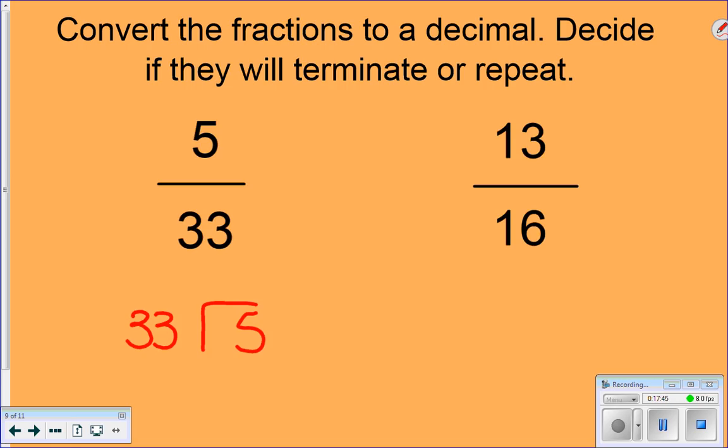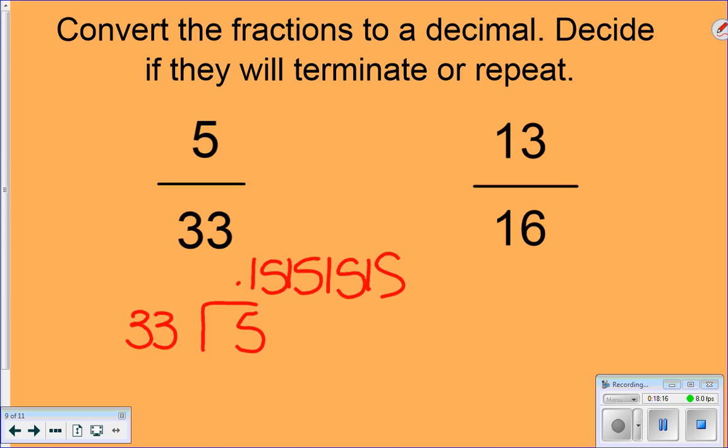Okay, so who thinks it's going to repeat? Who thinks it's going to stop? All right, 5 divided by 33. Oh, you want to know what the answer is? Good job. What do you think about over here? 13 over 16. What do you think is going to happen? Think it's going to stop? It does stop.